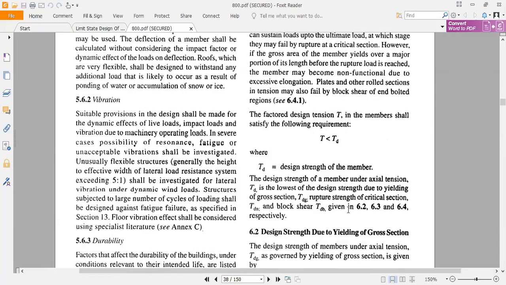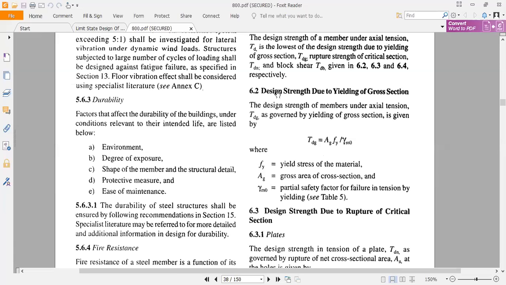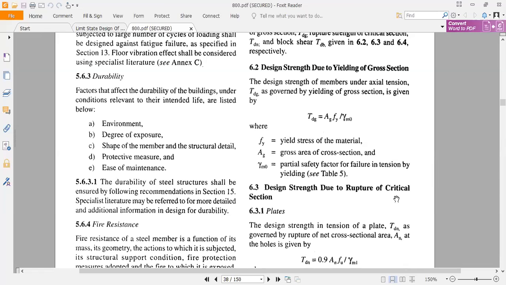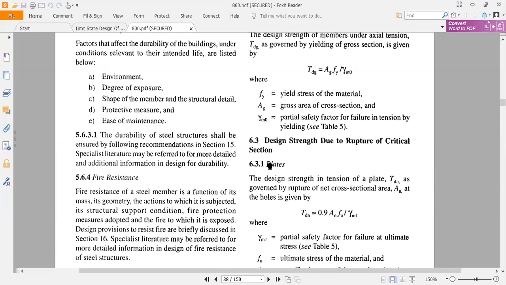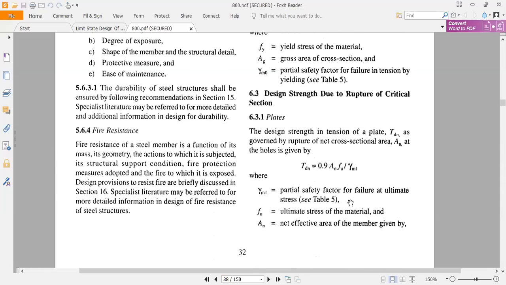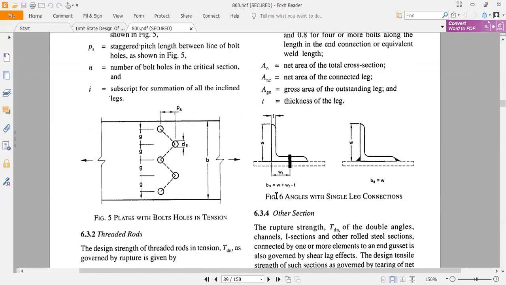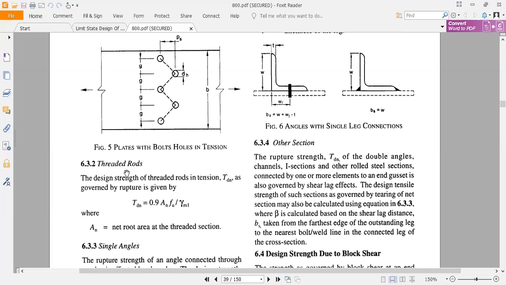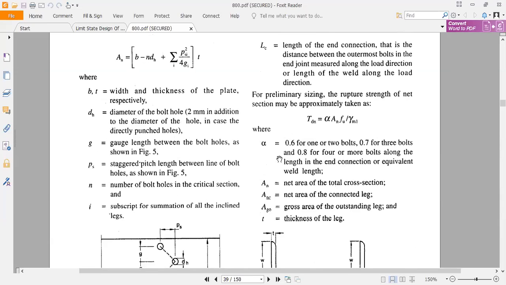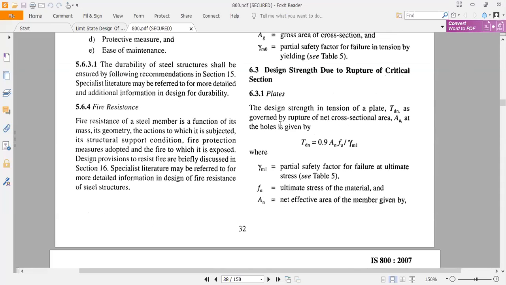Here you see design strength due to yielding of cross section. So Tdg is equal to Ag into Fy by gamma m0. What is Ag? Gross area of the cross section. Now design strength due to rupture of critical section. So in case of plate, this is the formula. For threaded rod, it is a different formula. This is clause 6.3.2. So let us see the formula for plate.